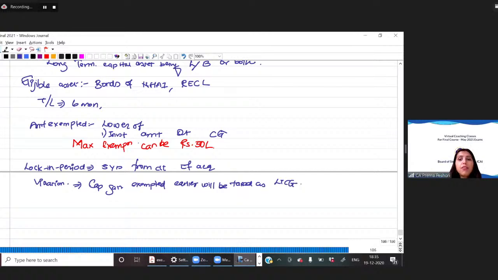Muthalakshmi, for 54D, the lock-in period starts from the date of acquisition or construction. Like you have to purchase the land or building for industrial purpose within 3 years, right? So it starts from the date of acquisition or construction. Clear, Muthalakshmi?